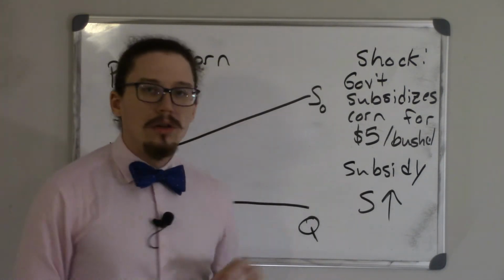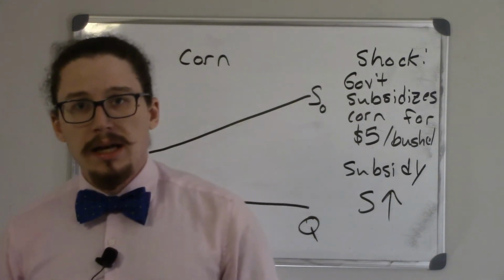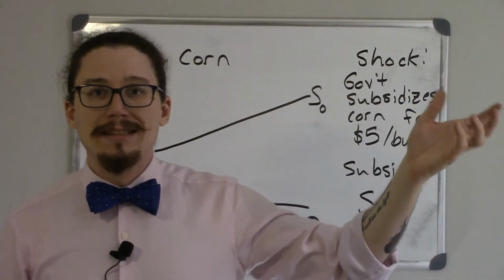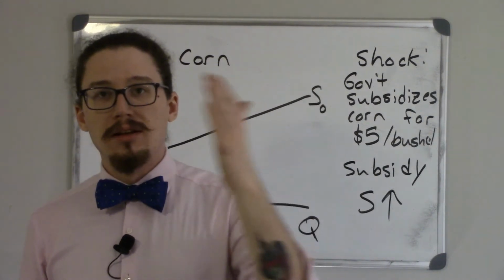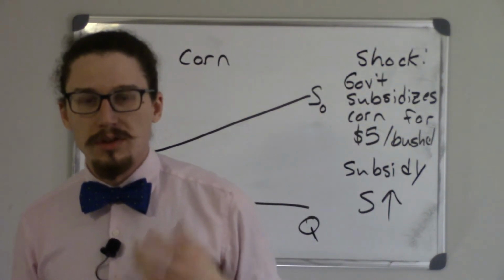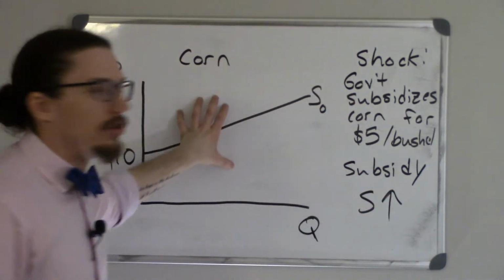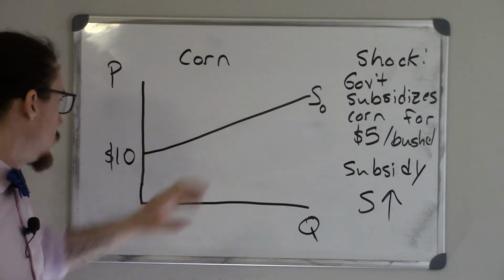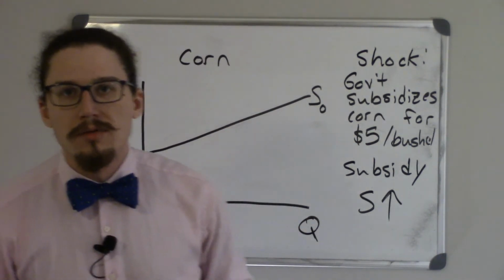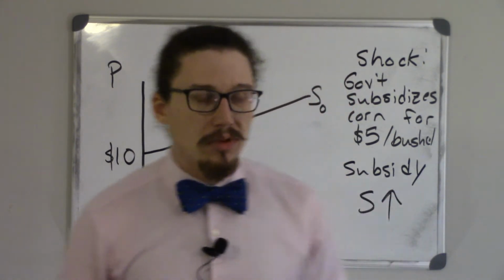Now, that increase in supply is going to look a lot like the decrease in supply from taxes. The difference between the original and the after-the-shock curves for the taxes was the tax. The same is going to be true here for the subsidies. The difference between our original supply curve and the new supply curve is going to be the size of that subsidy.